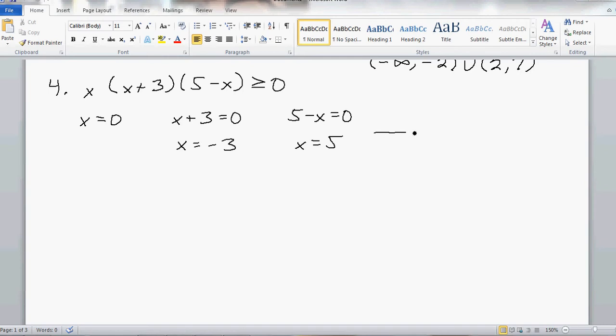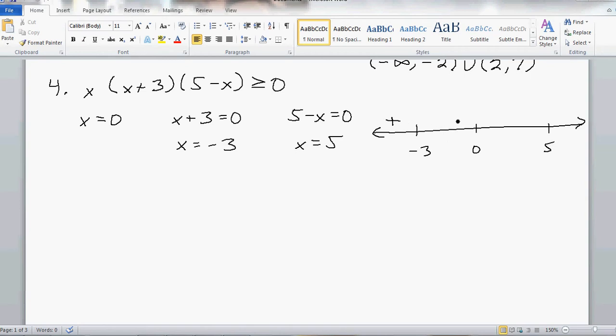So on my number line, I have 3 important points. They are negative 3, 0, and 5, and they have to be in the appropriate numeric order. So I'm going to pick a value down here, negative 4. Negative, negative, positive. Negative times positive is positive.